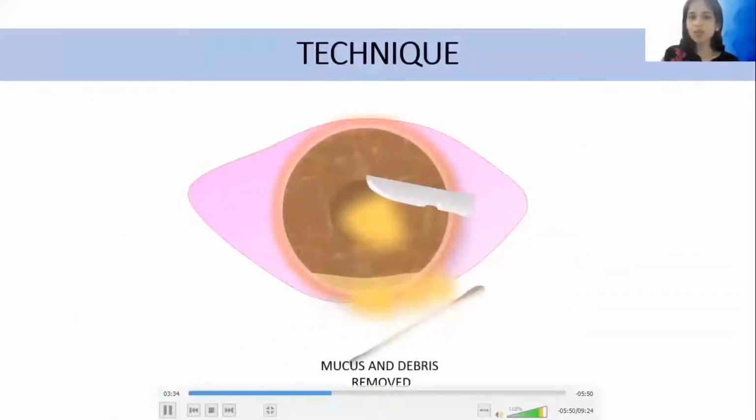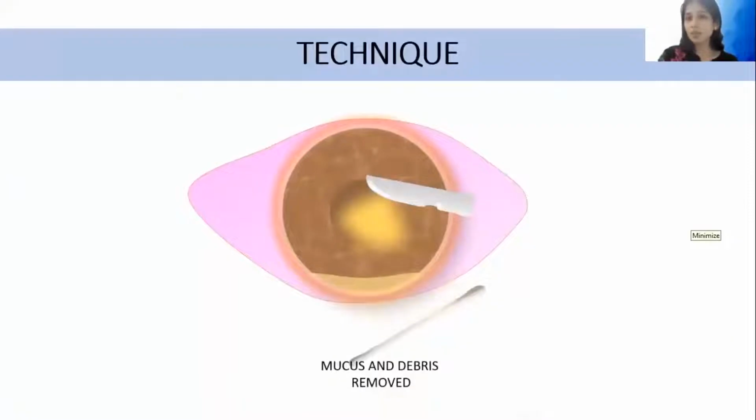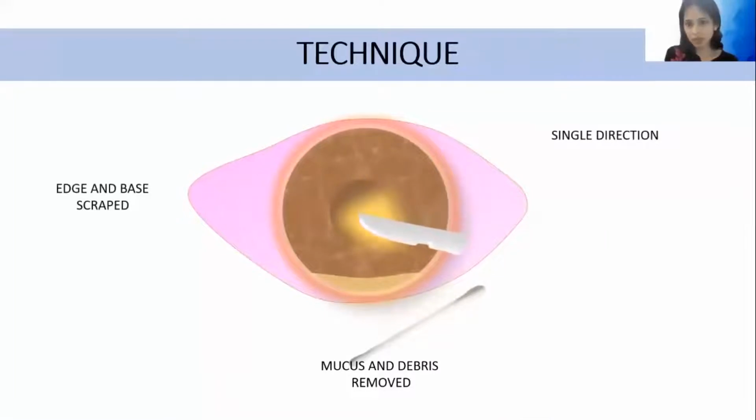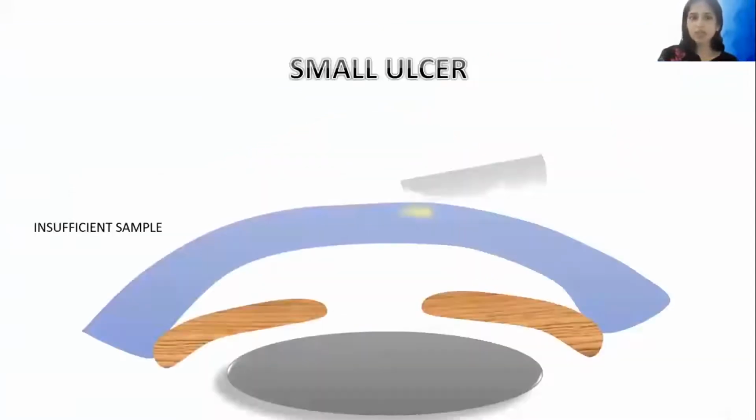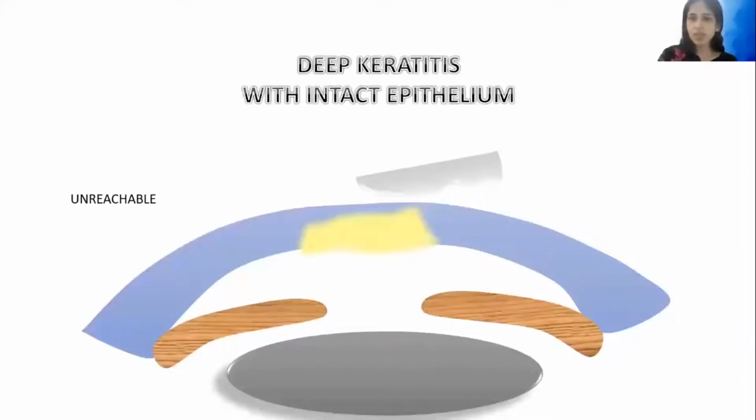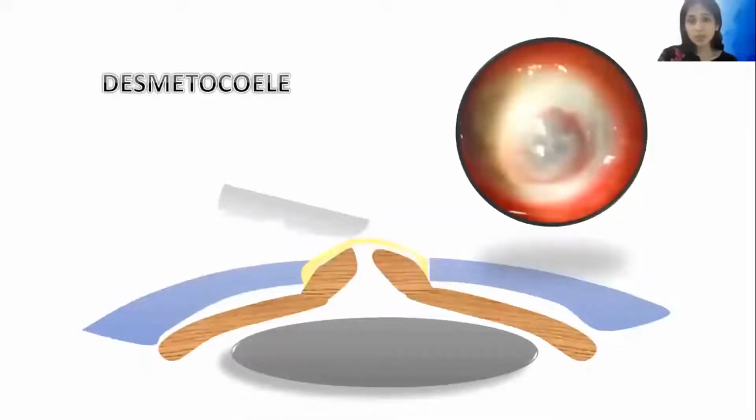So how do you do it? Firstly, you remove the mucus, debris and the slough that is on the ulcer, and then you scrape the base and the edge of the ulcer in a single direction. And then you send for smear. And once it is done, you do a thorough therapeutic debridement to debulk the infiltrate. Sometimes you may face difficulties in a small ulcer, which gives you insufficient sample. If it is a deep keratitis with intact epithelium, the ulcer won't be reachable for scraping. And if there is a descemetocele, there are chances that you will perforate it.